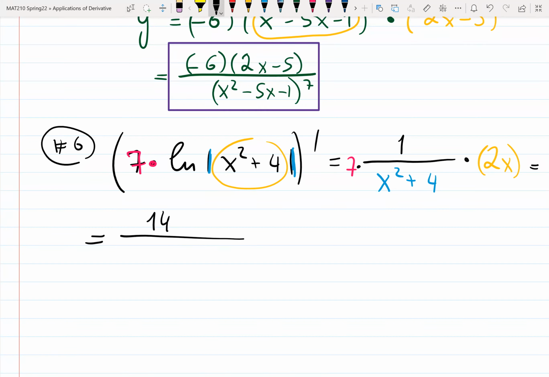So now you can rewrite it like so. 7 times 2 is 14x, goes to the top. X squared plus 4 goes to the bottom. Can you do that? Can you choose it from the list of choices?